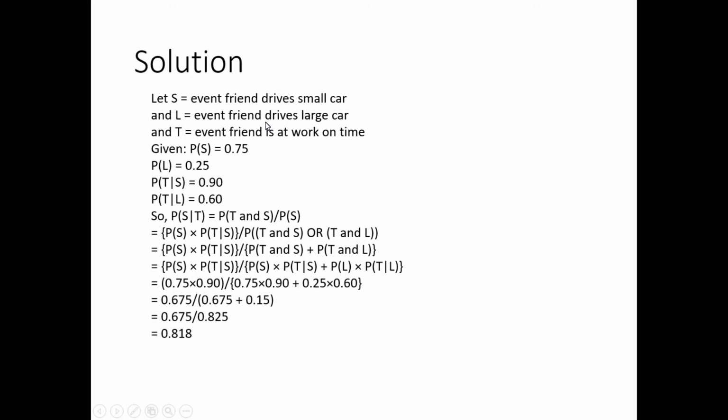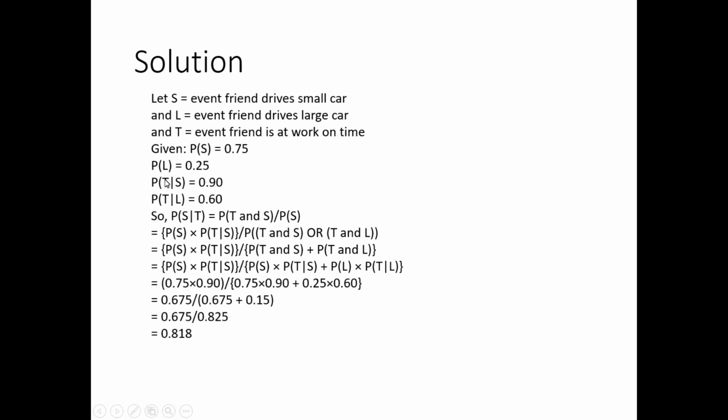L equals friend drives large car. T equals friend is at work on time. P of S was given to us, 3/4 of the time they drive the small car, so P of S equals 0.75. P of L is the probability of driving the large car, which is 0.25.